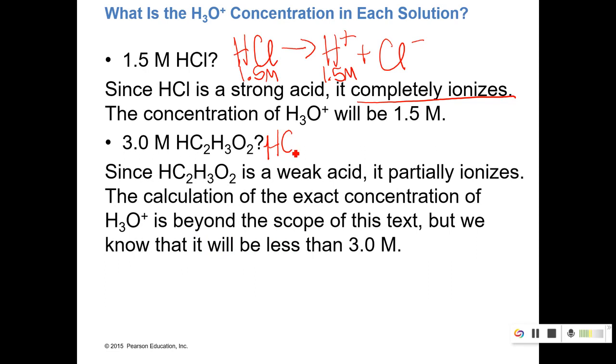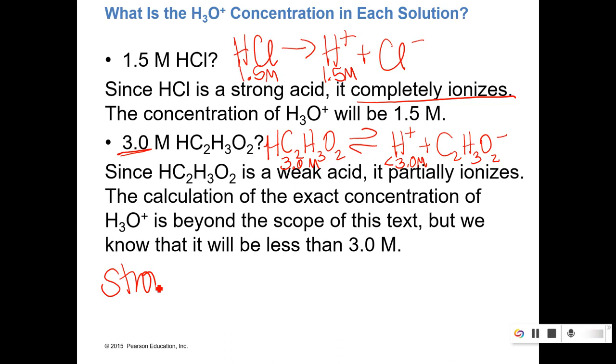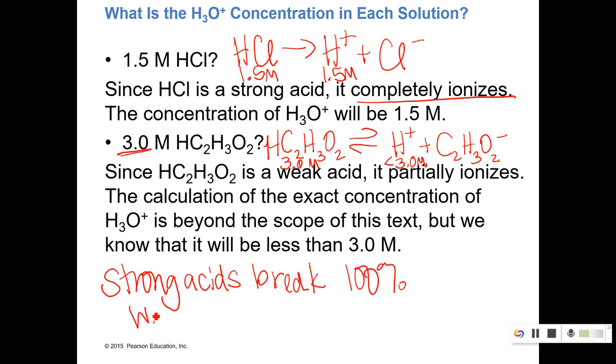If it does not completely break, like this weak acid, they have double arrows. They still break, but not all the way. So while this is 3 to start with, this is less than that because it doesn't break completely. Just breaks a little bit, so it's going to be less than. So strong acids break 100%. That's what I'm going to write. Weak do not.